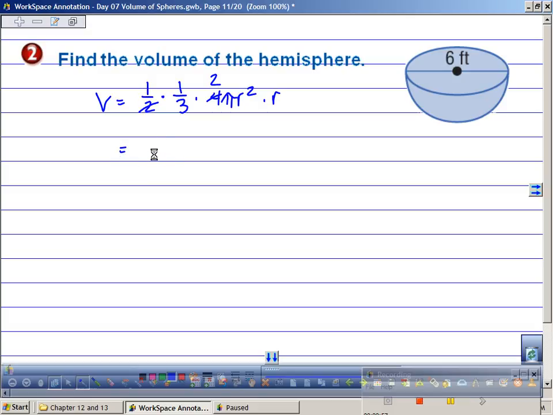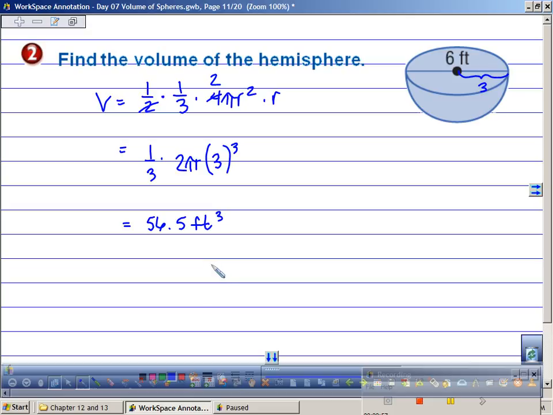So I'm left with 1/3 of 2 pi 3 cubed. Correct? This is 3. Which is 27 divided by 3, which is 9, times 2 is 18. What's 18 pi? I have centimeters cubed.